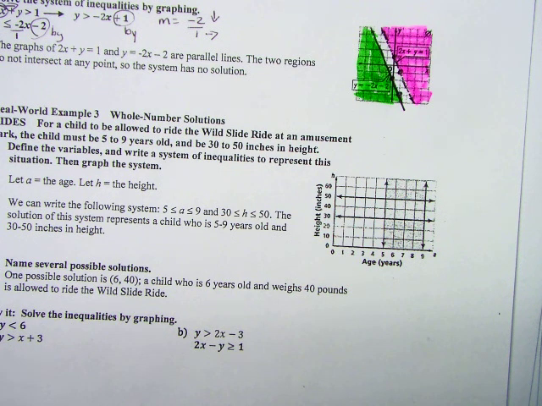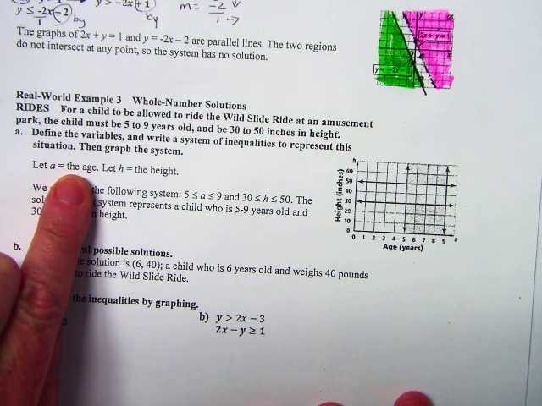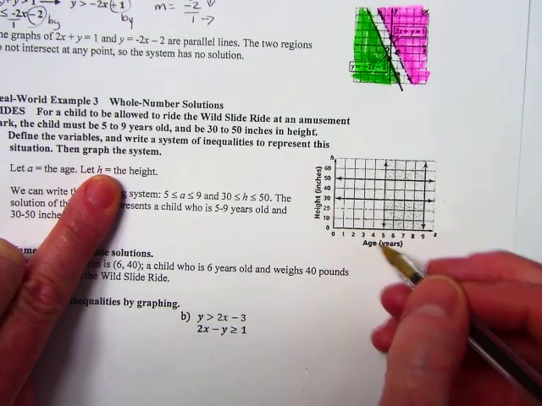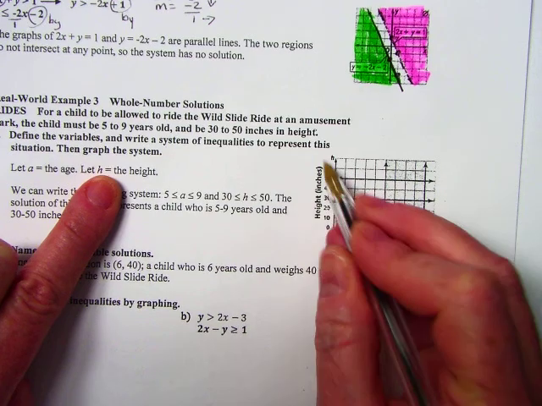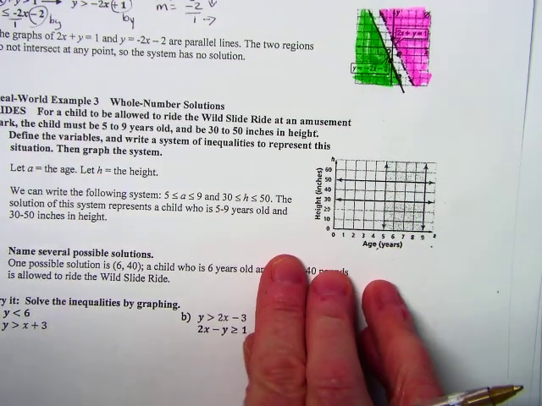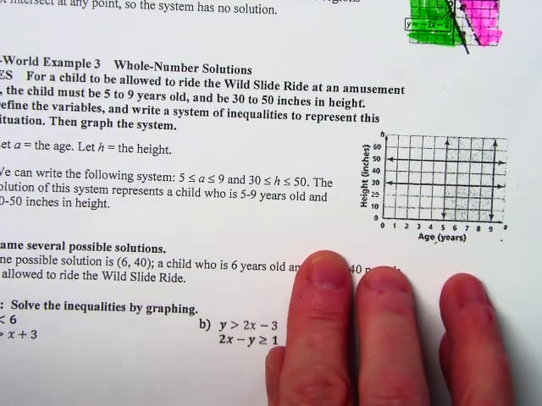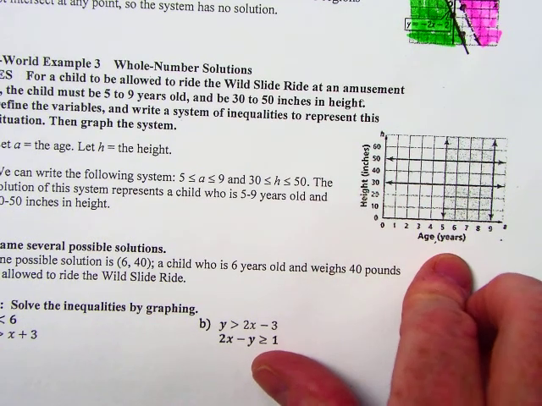You have to be 5 years old to 9 years old. Would that include the ages 5 and 9? Yes. Okay, good. And you have to be 30 to 50 inches in height. Would that include those heights? Yes. All right, so that means we're going to have solid lines. Okay, yeah, it's not real tall. So they're using an A for the age and H for the height. So the age is going across the bottom, and the height in inches is on the y-axis. Because their y depends on x, their height usually depends on their age.